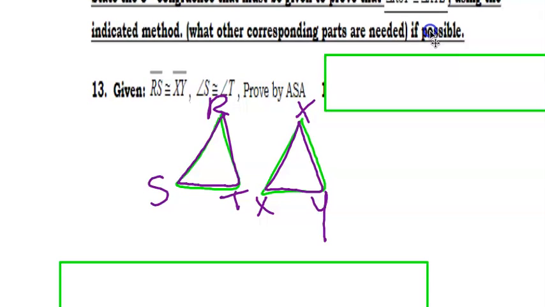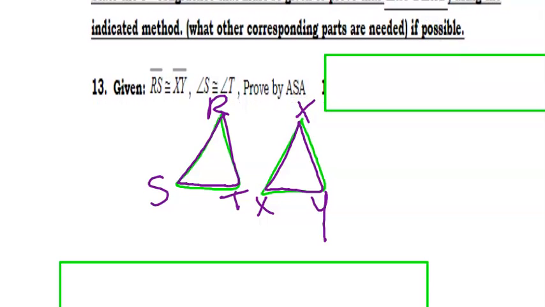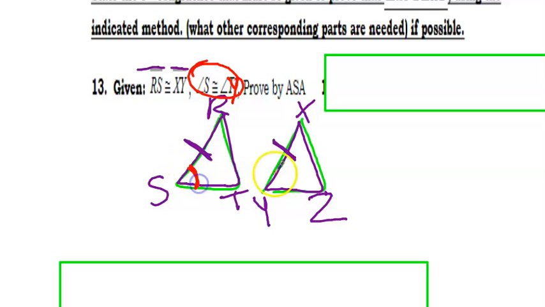So XYZ, so Z goes with T. X, Y, Z. There we go. Okay, so RS and XY. These two sides are congruent with these little lines over them. That means the sides. And then it says angle S goes with angle T. Now that should say angle Y. I apologize for that. So S goes with Y.